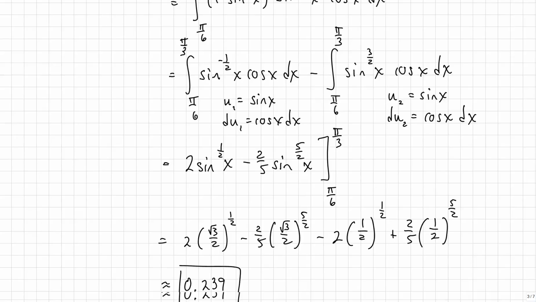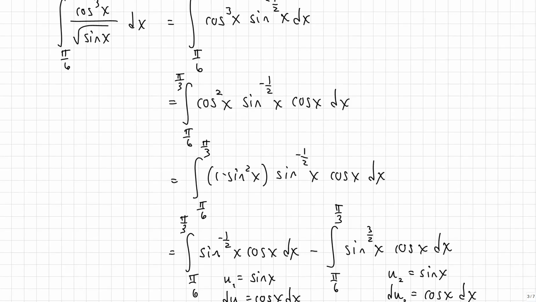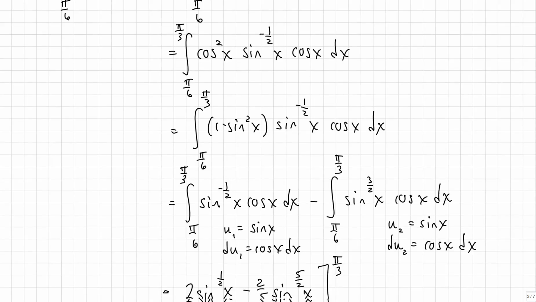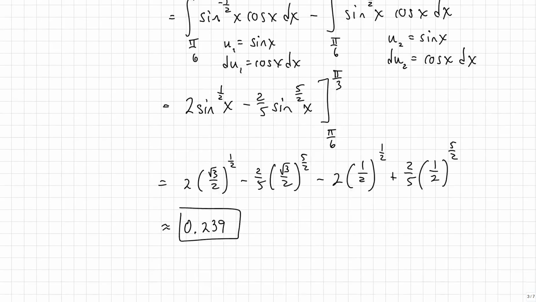So notice for this one, cosine had the odd power, so we forced it to have an even power and saved a cosine. We saved that cosine for the u substitution. So we forced a cosine to the first out of it so that we had that for our du. So it's very similar to the one we did before. And we had a rational exponent this time to deal with, and that didn't really change anything.